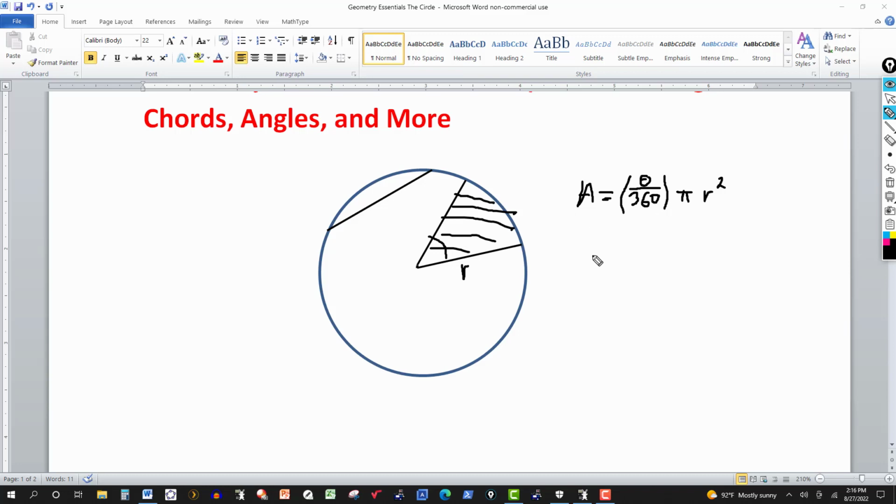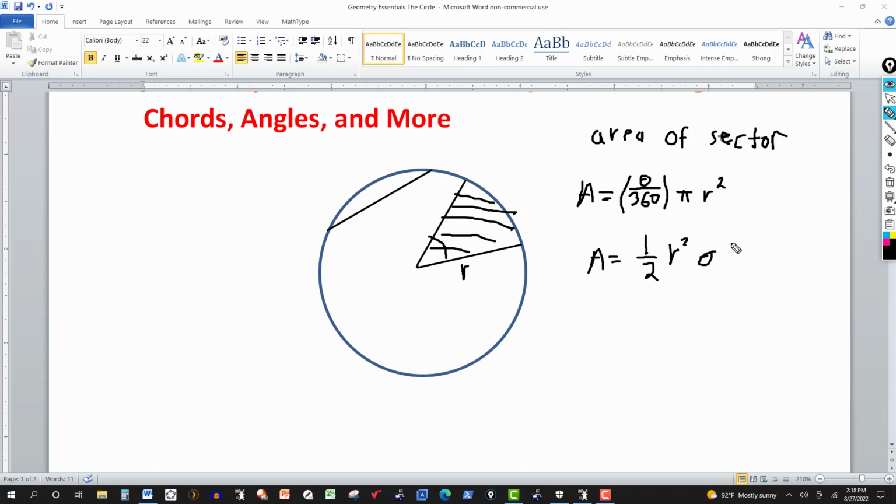Now you can also do it this way. Again, I'm finding the area of the sector, and that's just the region. So we're finding the area of the sector generated by this central angle again, and the circumference of the circle. This is one formula you can use. You can also use this one, 1/2 r squared theta.